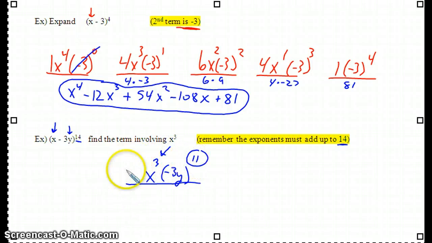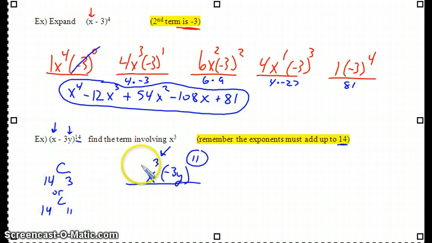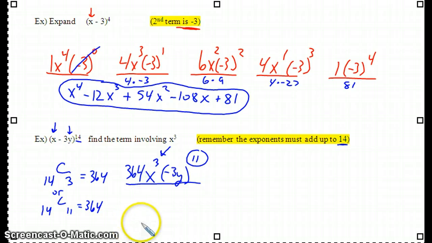Now how do I find my coefficient? I could use Pascal's triangle, but I don't have 15 rows of that. So I'm going to have to go back to my combinations. Because there's 14 here, I do 14 combinations of 3, or I can do 14 combinations of 11. Either one of these is going to give me the right coefficient. And that coefficient ends up being, both of these give me a 364. So again, I just use my calculator to find that. Okay, so now I got a little bit of work to do here.